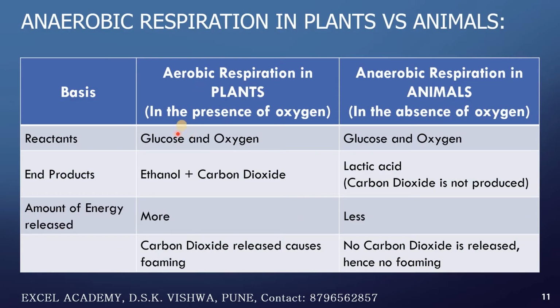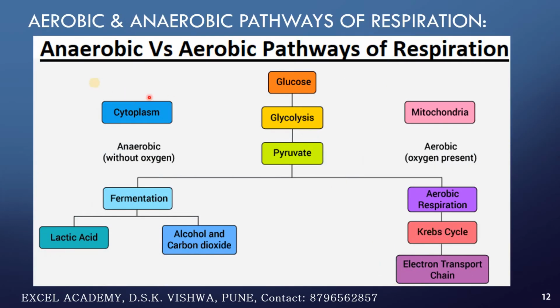So here is a quick glance on aerobic respiration in plants and animals. You can study this slide, pause it, and you can take a look at this. This tree diagram gives a good view of how respiration takes place. Let us say we have glucose here, then glycolysis takes place. Glucose is a 6-carbon molecule, whereas pyruvate or pyruvic acid is a 3-carbon molecule.